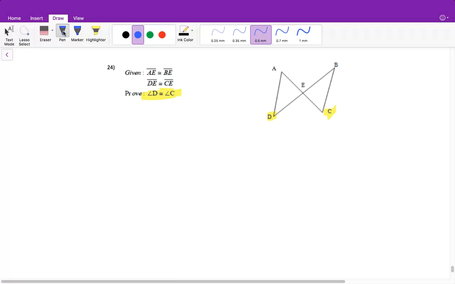Because without that, there's nothing that we can say about these angles unless they're vertical or alternate interior, which in this case they're not. Right? So we need to prove the triangles are congruent. So what I'm going to go through is mark all the given information in black. AE is congruent to BE and DE is congruent to EC.